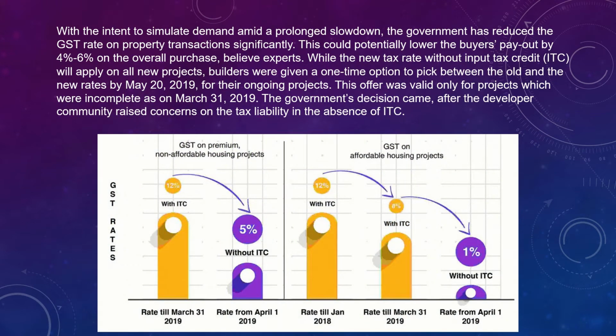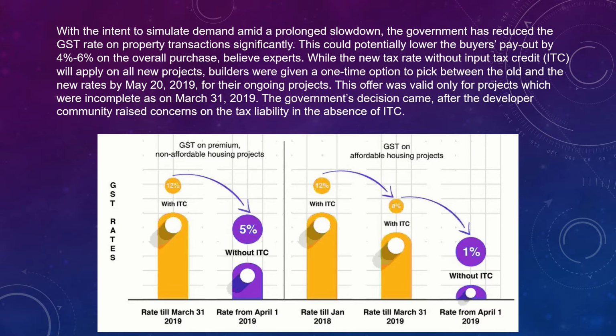So, with the intent to stimulate demand amid a prolonged slowdown, the government has reduced the GST rate on property transactions significantly. This could potentially lower the buyer's payout by 4 to 6% on the overall purchase. While the new tax rate without ITC will apply on all new projects, builders were given a one-time option to pick between the old and the new rates by May 20, 2019 for their ongoing projects. This offer was valid only for projects which were incomplete as on March 31st, as we discussed. The government's decision came after the developer community raised concerns on the tax liability in the absence of ITC.